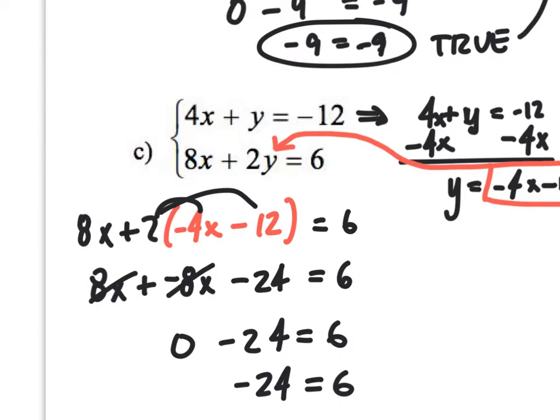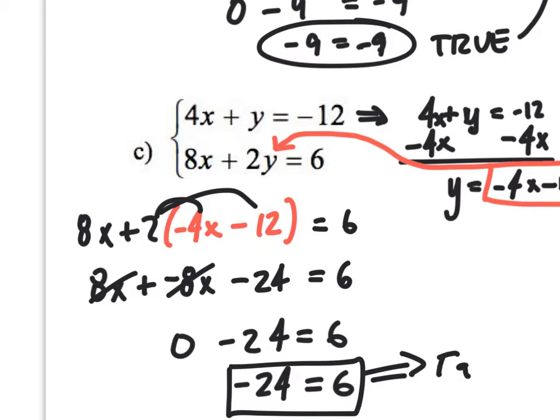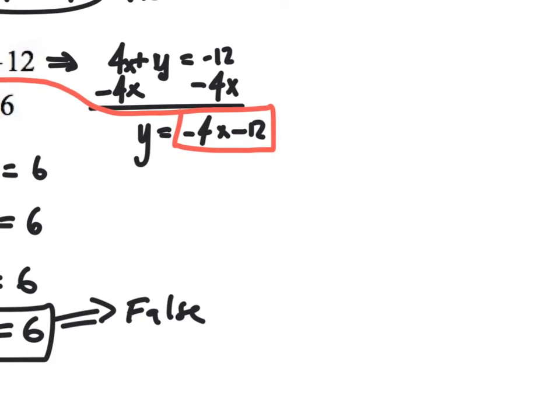Now you have to analyze this statement. This statement right here is false. 6 is not equal to negative 24. This is a false statement. So because I have a false statement, the conclusion that we must draw is that this has no solution.